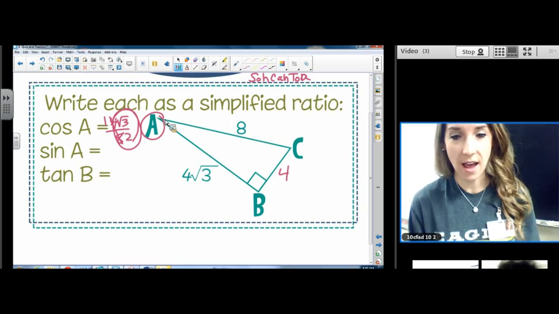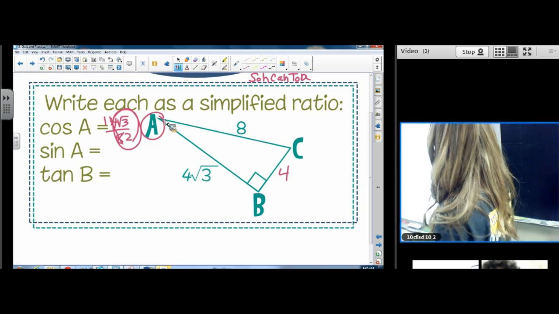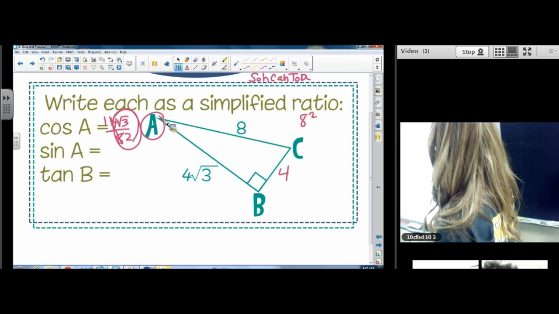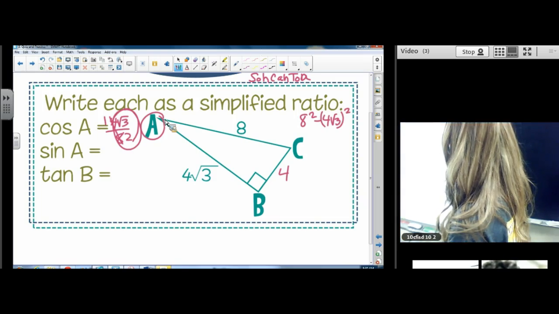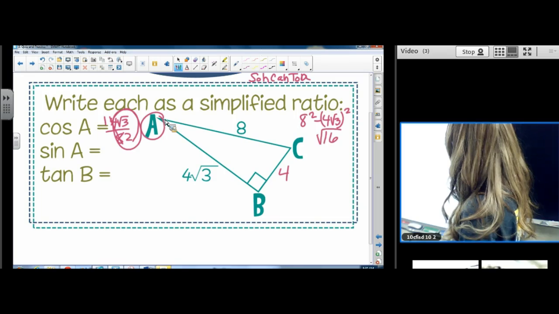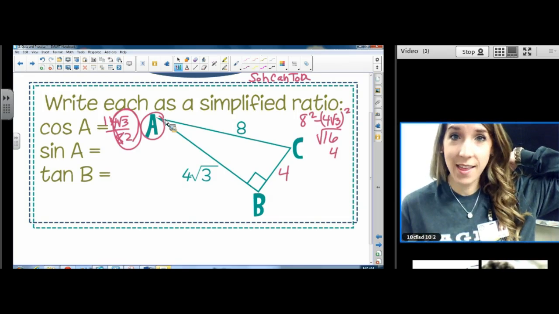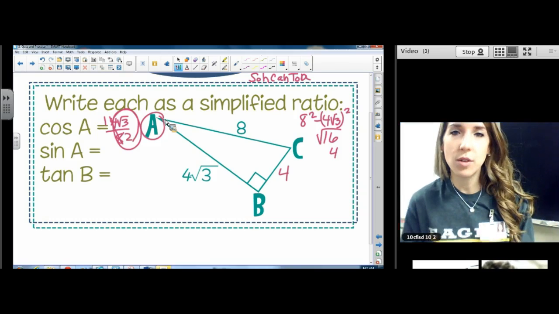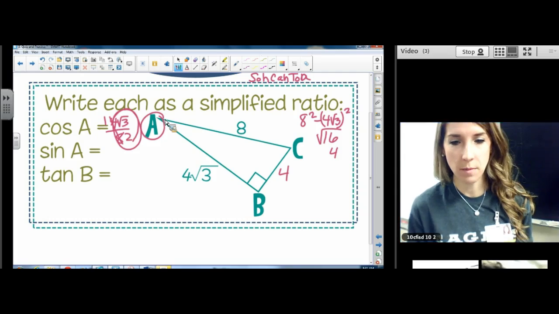If you had not seen that, that's perfectly fine. What could you have done? You could have done Pythagorean theorem, 8 squared minus 4 root 3 squared. Guess what you would have gotten? 16. And then you take the square root of 16, and guess what you get? 4. So even if you didn't spy the 30, 60, 90 rule, you could have still gotten BC by doing Pythagorean theorem.